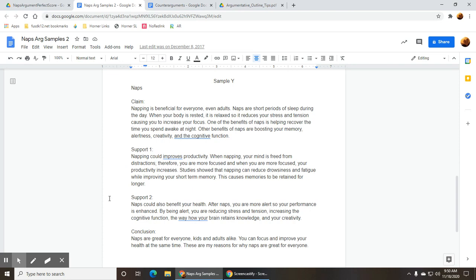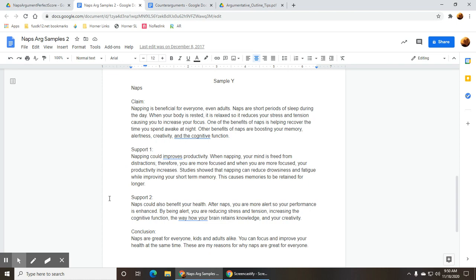Naps are short periods of sleep during the day. When your body is rested, it is relaxed, so it reduces your stress and tension, causing you to increase your focus. One of the benefits of naps is helping recover the time you spend awake at night. Other benefits of naps are boosting your memory, alertness, creativity, and the cognitive function.